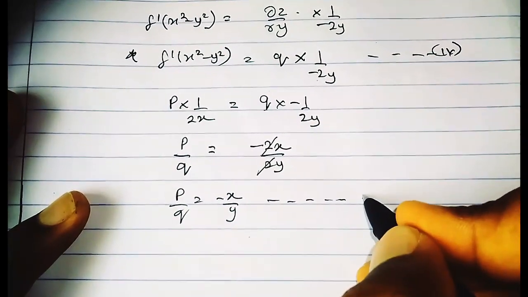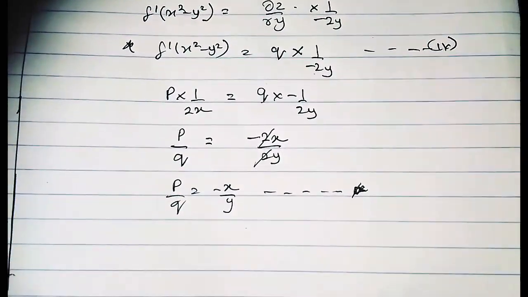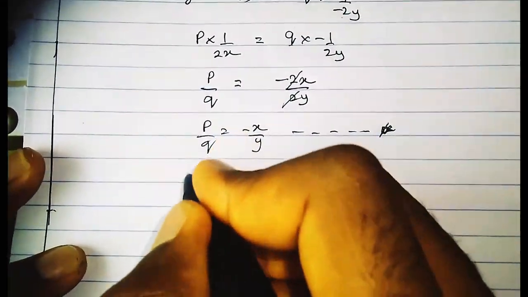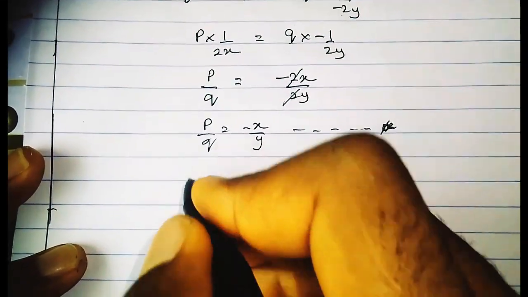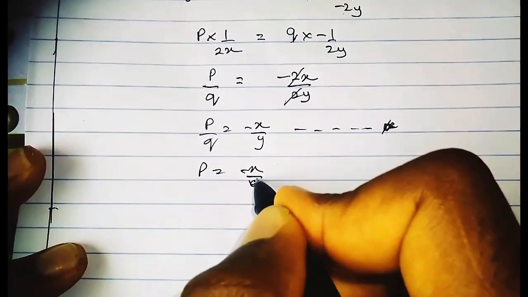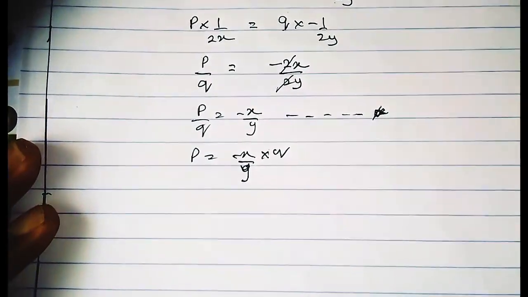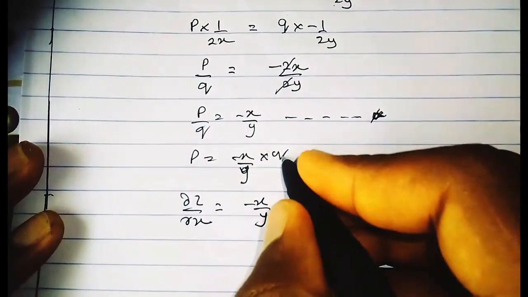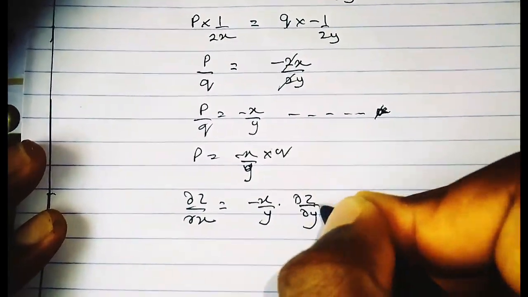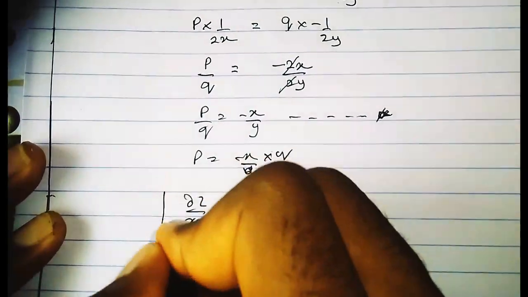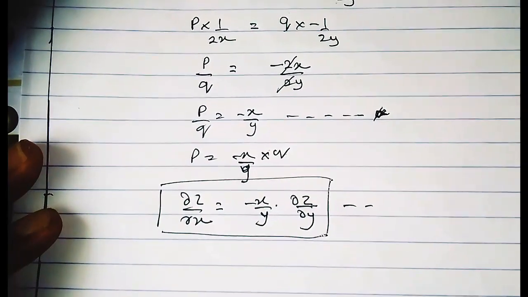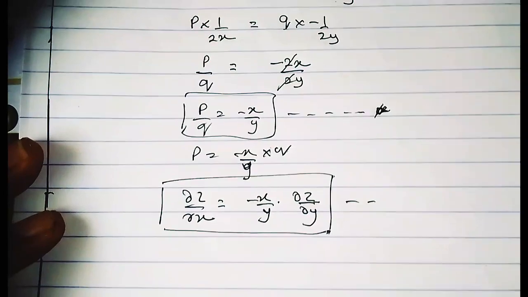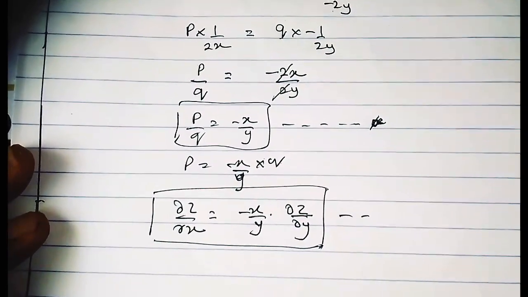So this is the PDE, the partial differential equation. But you can also rewrite it as p is equal to minus x over y times q. You can leave it in its normal form, where p is dz/dx, minus x over y times my q, which is dz/dy. So this is a partial differential equation in its usual form. You can leave it this way, still the same. So this is how to form a partial differential equation by elimination of arbitrary functions.